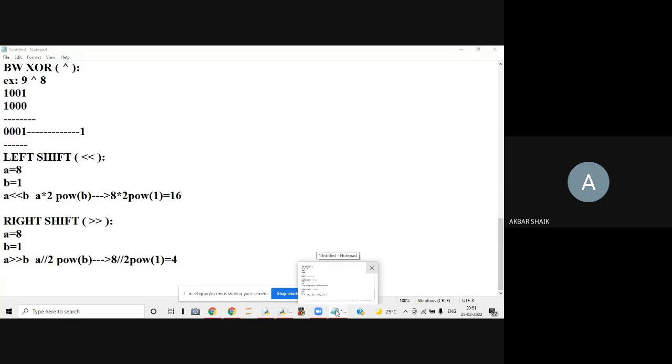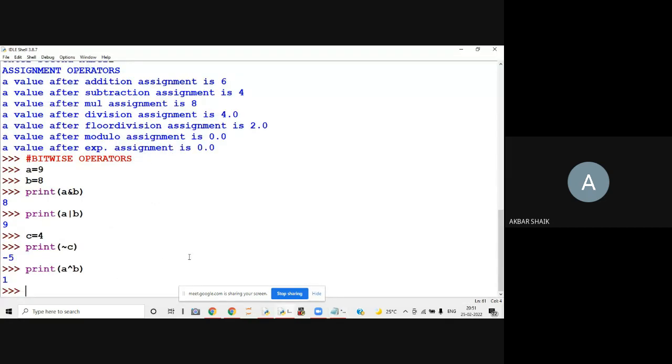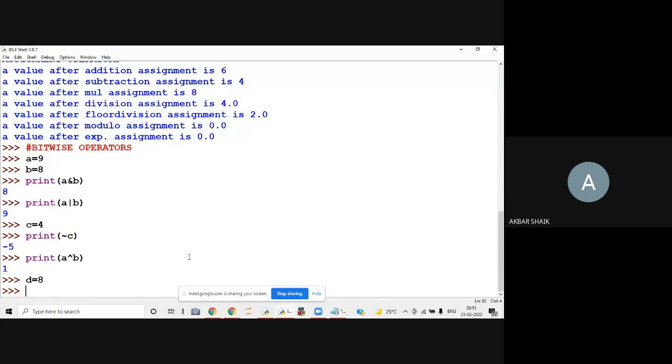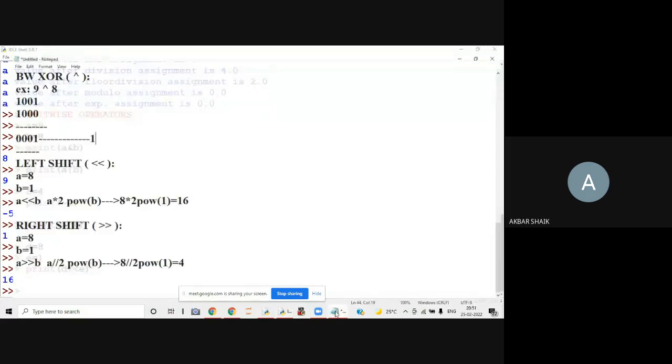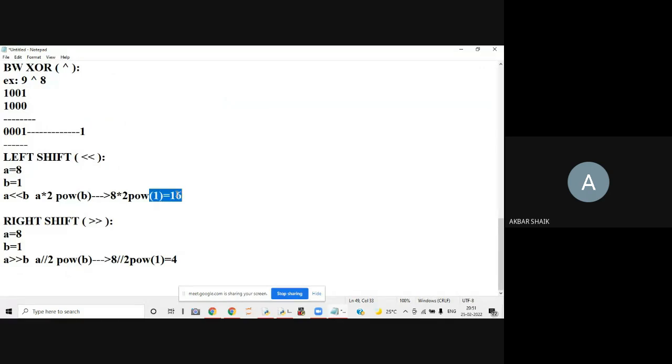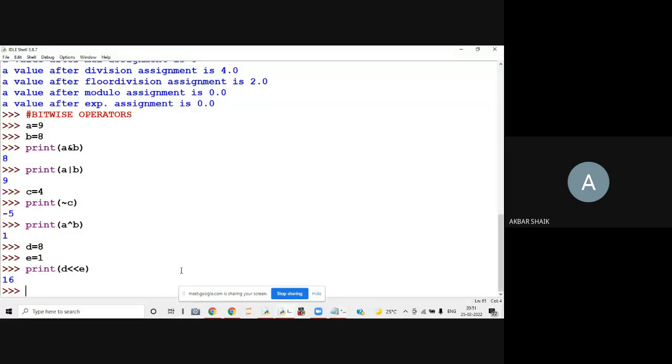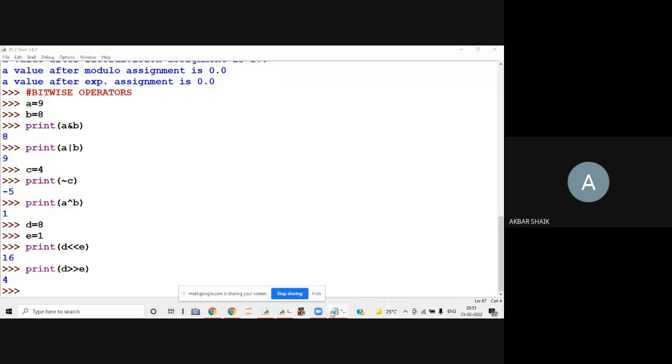Next, left shift and right shift. Left shift, a value 8, b value 1. So instead of a, I can take some other variable. d equals 8, e equals 1. Print of d left shift e. What we got here? 16, right? That is what I explained here. Next, right shift. Print of d right shift e. So here we got 4.